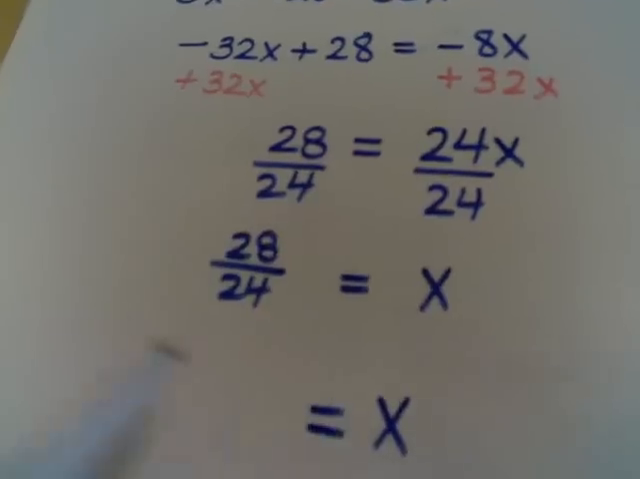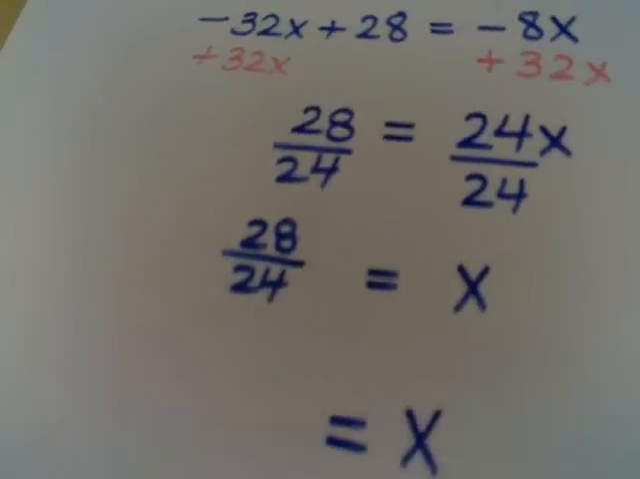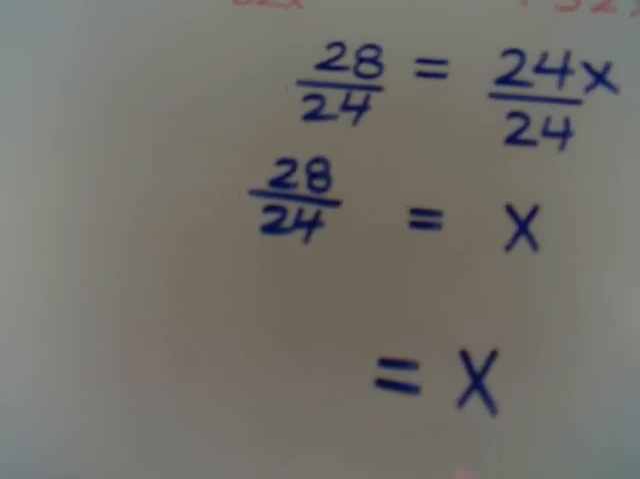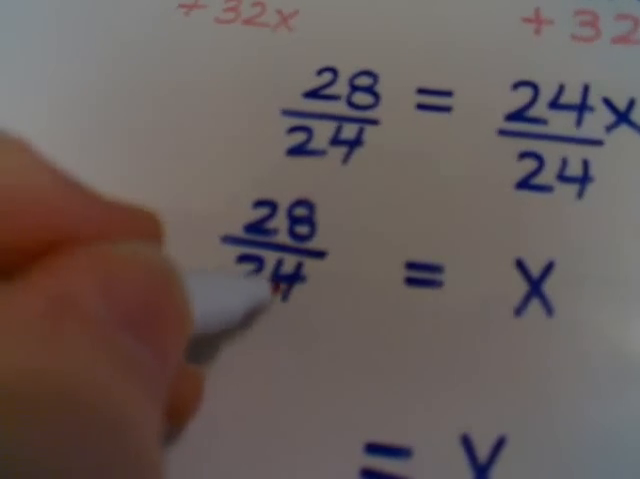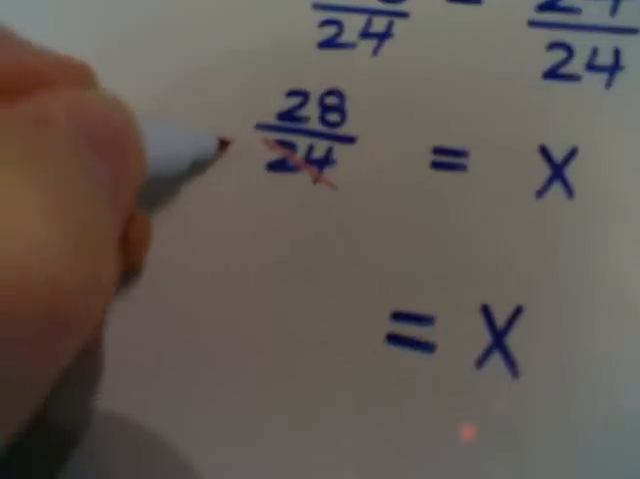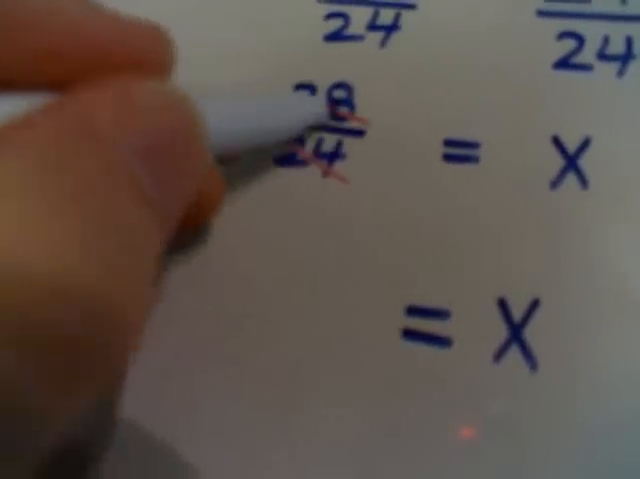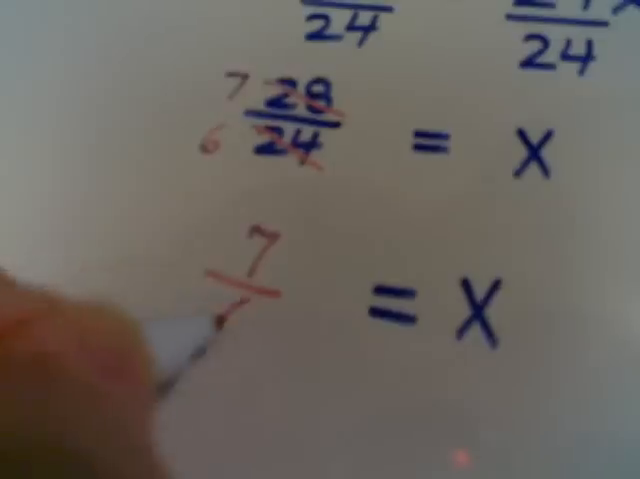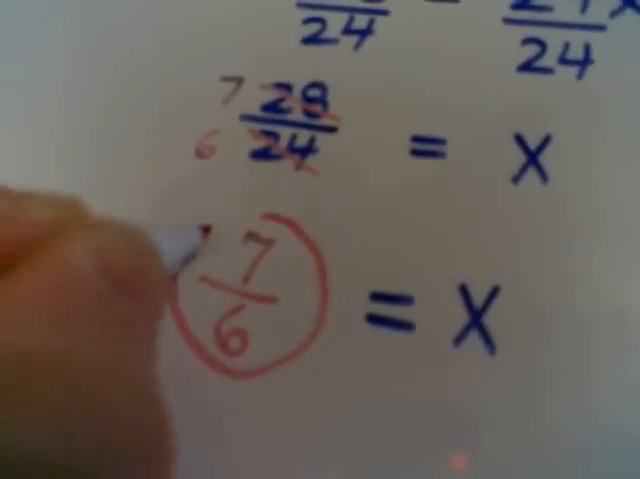X is equal to, and let's see, 28 divided by 24 can be reduced. I think there's a common factor there of 4. So when I divide 4 into 24, I'm going to get 6. When I divide 4 into 28, I'm going to get 7. And that's how I'm left with the final answer, 7 over 6. All right?